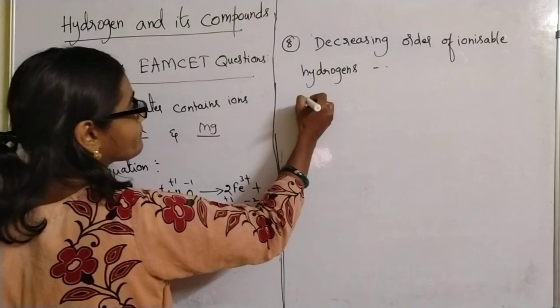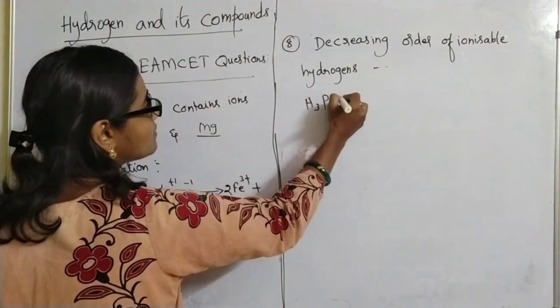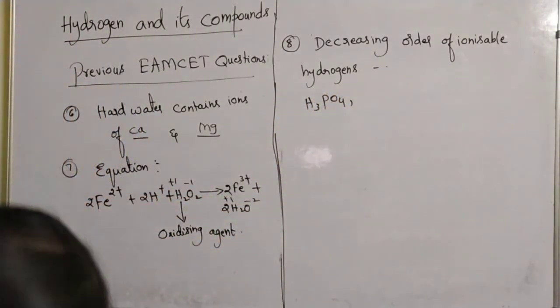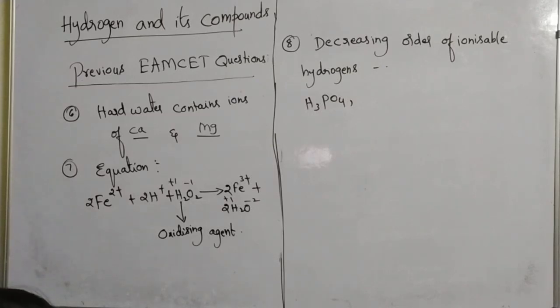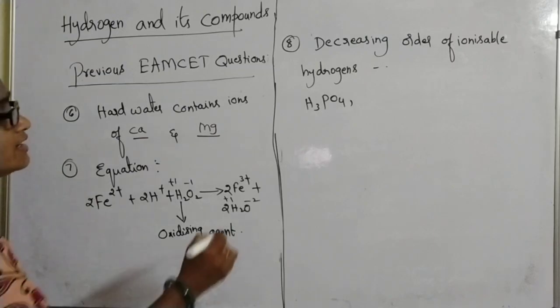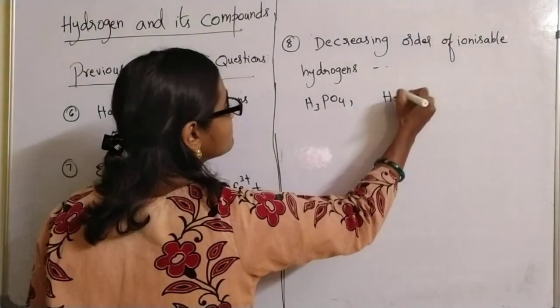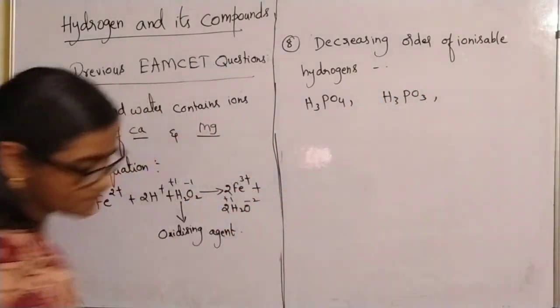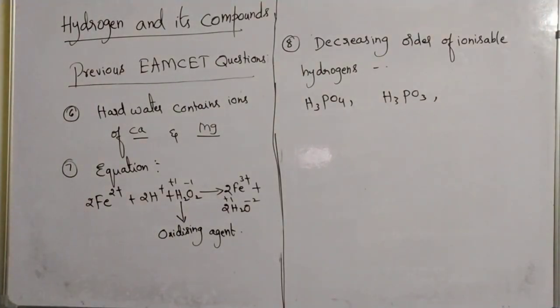H3PO4 is there. In that, you have to identify how many hydrogen ions are ionizable. Then H3PO3 is given, H3PO2 and H4P2O6.